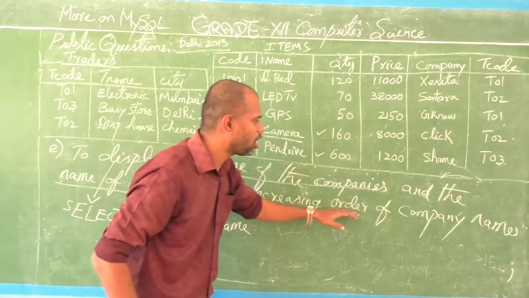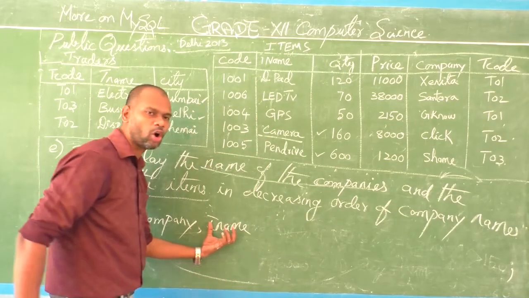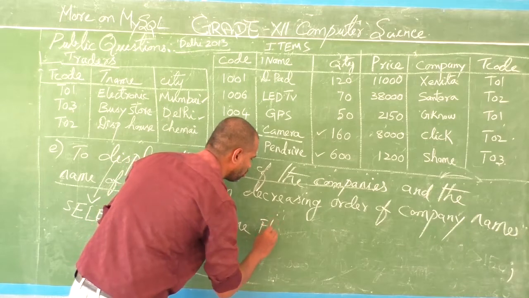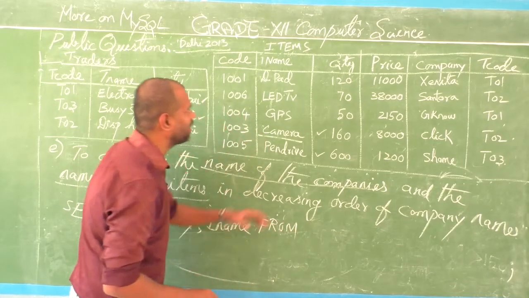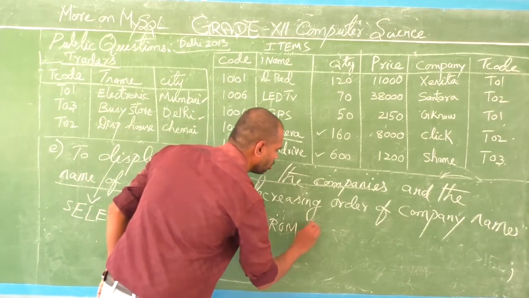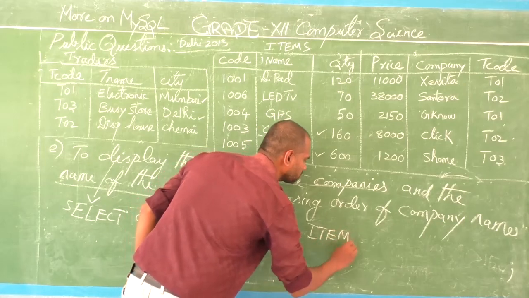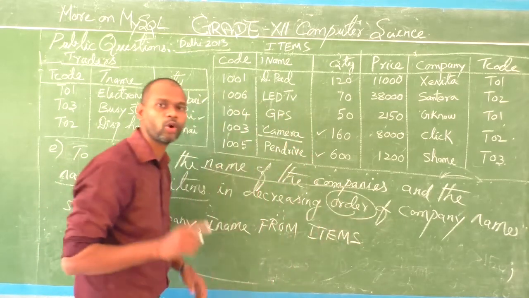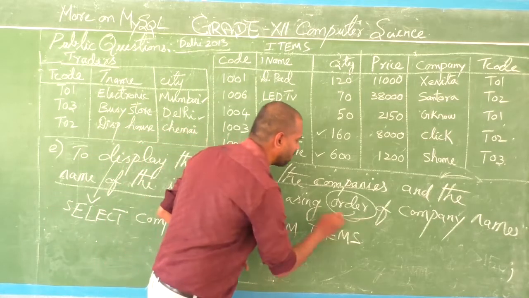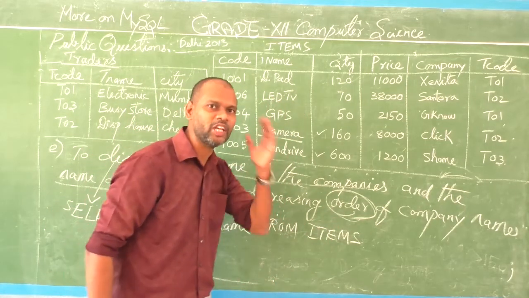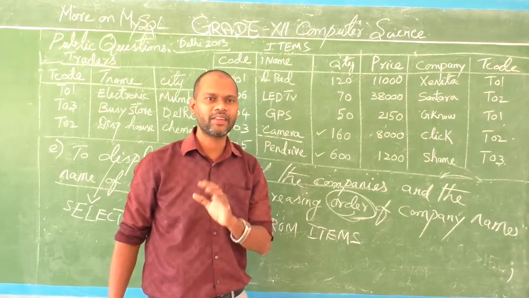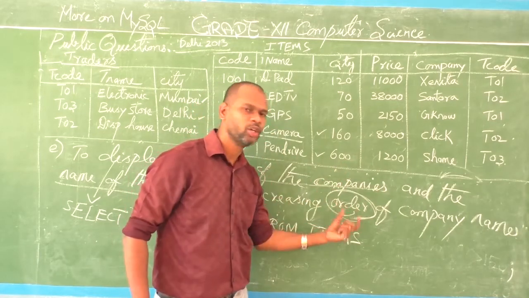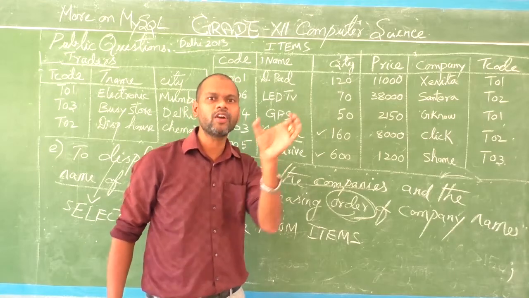In decreasing order of the company names. Okay. So after the column name, immediately you have to write from table name. So from which table is it? Items table. So items. Okay. So whenever you see order, I told you about ordering in the first question itself. Whenever you see order, immediately in your mind what should come? Yes, order means order by column name. Whenever you see order, your mind should think order by column name.